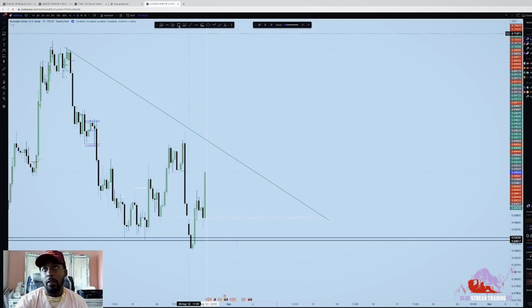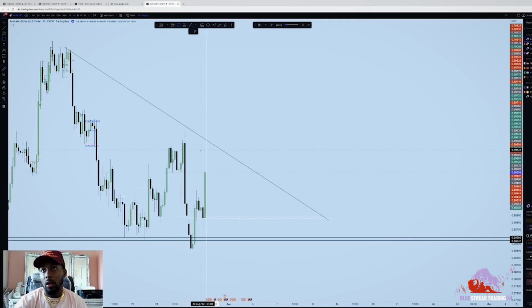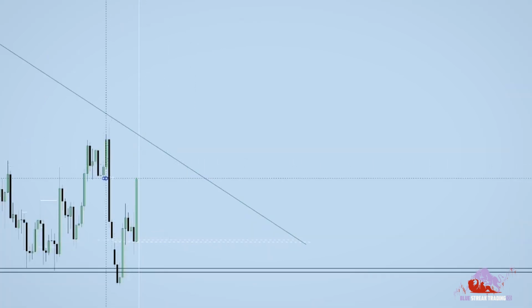And what we have here on this 4-hour chart is an order block. Come on, computer. My computer moving slow as hell right now. But what we have here is a 4-hour order block or a supply, whatever you want to call it.